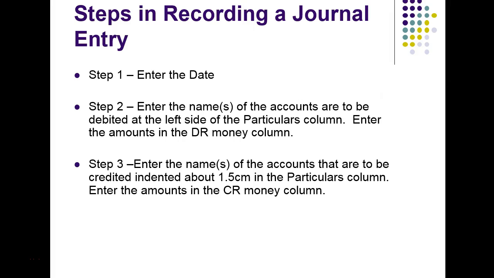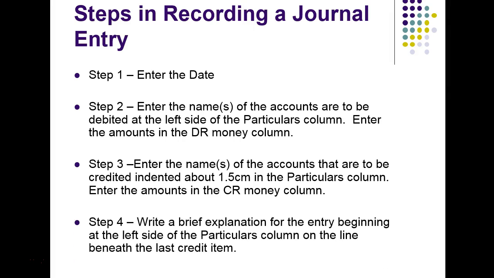So debits first, credit second, and you indent the credit names of each journal transaction. And then step number 4, write a brief explanation of the accounting entry at the left side of the particulars column beneath the last credit item, and reference the source document numbers, okay, for each transaction.